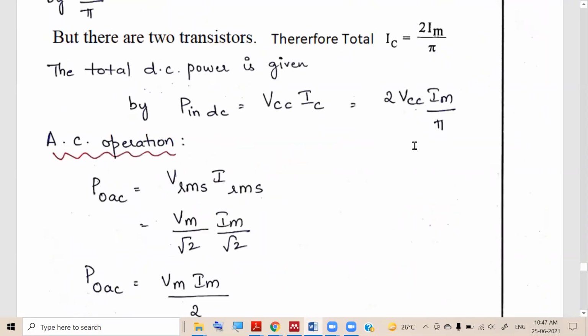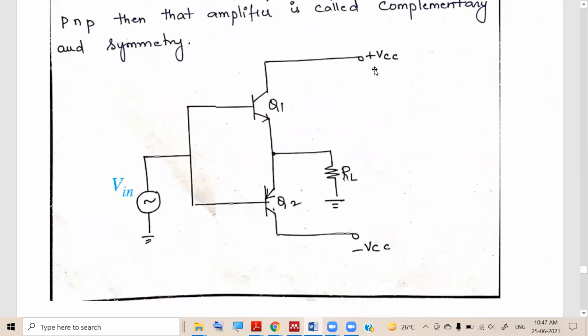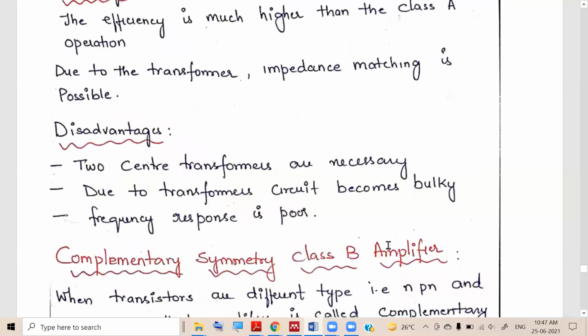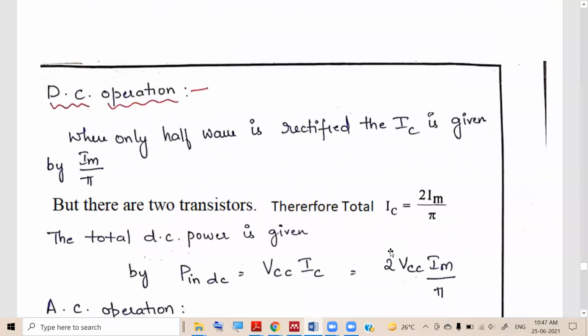Then anyway, although we are using one positive voltage plus VCC, the negative source we are using is minus VCC. Sign is different, but magnitude is the same. So what we can say is that the DC voltage that we are using is VCC. Anybody tell me what we are trying to do now?